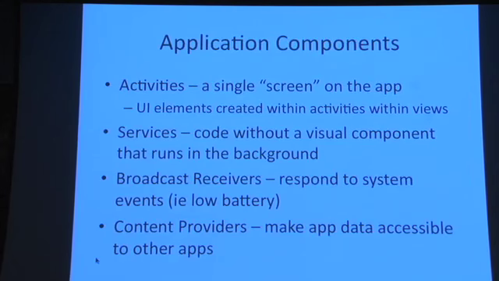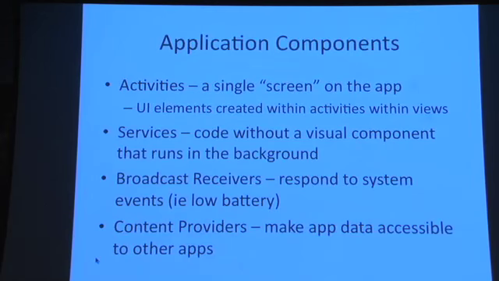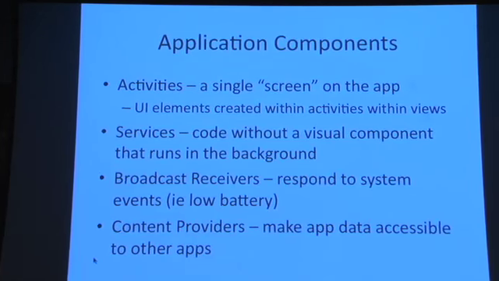And the next thing is the broadcast receiver. This responds to system events such as low battery or if you have an alarm. And the next thing is content provider. This makes your app data accessible to other apps. So in Android, you're allowed to actually search through other apps. When you have the Google search app on your phone, then you can sometimes search the contents of the application if you let it within your own app.